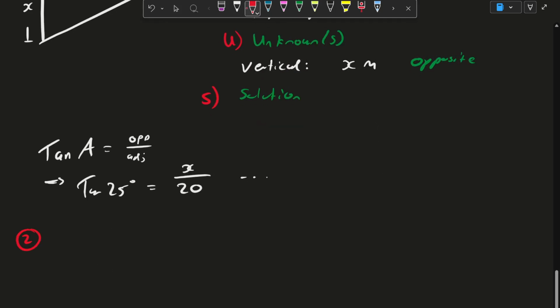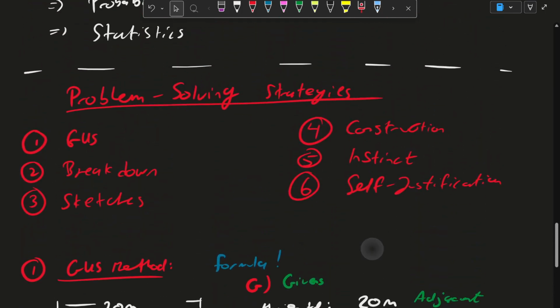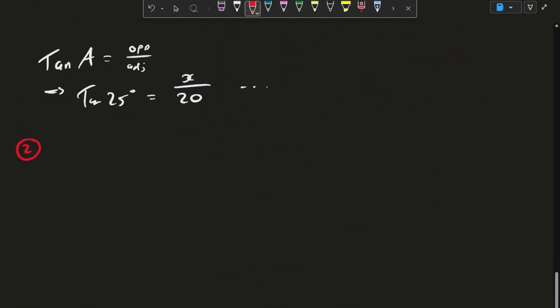But what happens if it doesn't? What happens if it's a little bit harder to discern? That's where the second method comes in, which I call the breakdown. Now, that doesn't mean to start crying all over the maths paper. For the breakdown method, I tend to have a particular example.